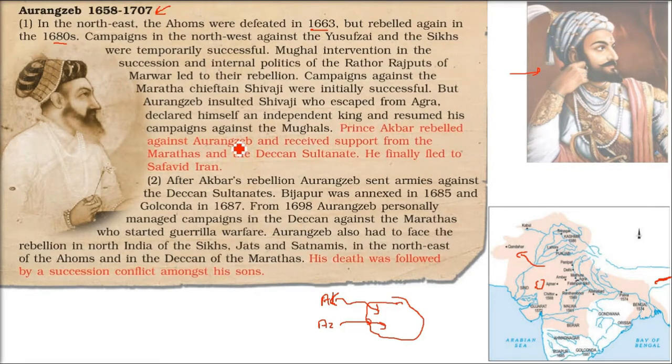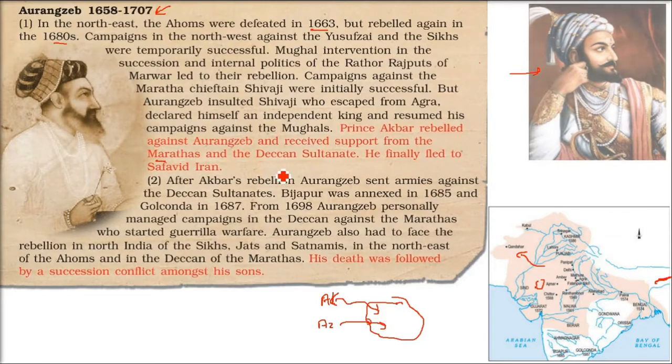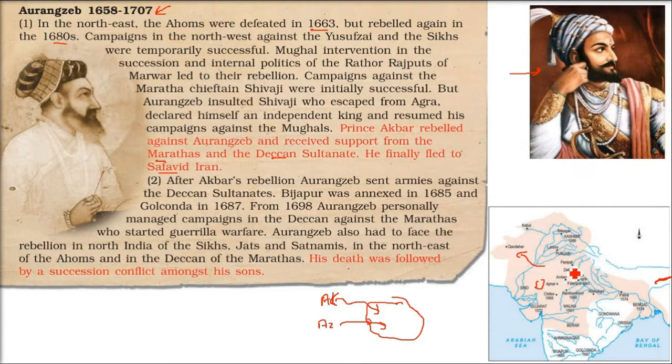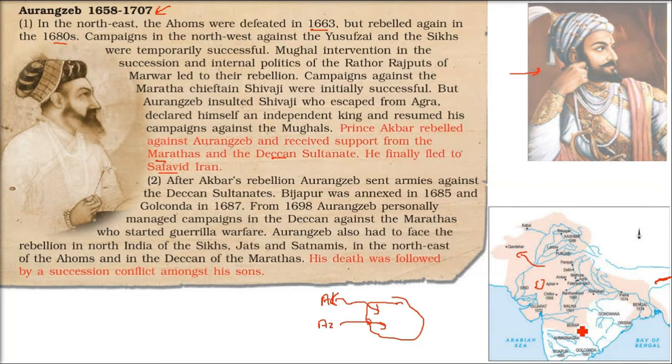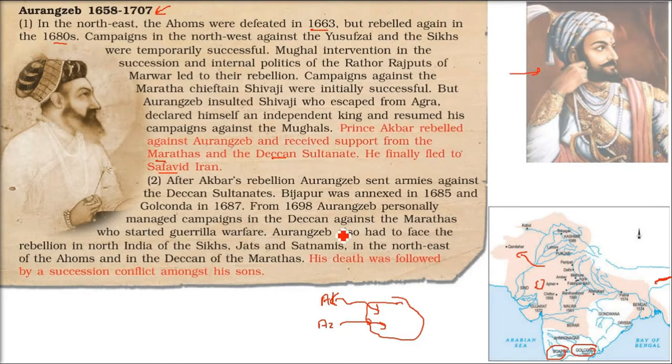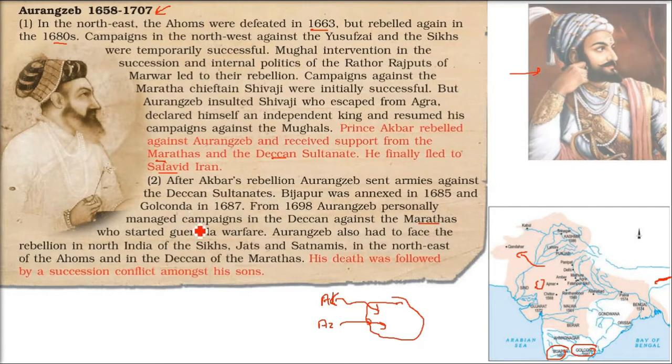Okay, so Prince Akbar, Aurangzeb's son, also started rebelling. He got support from the Marathas and the Deccan Sultanates. Finally, he had to run to Safavid Iran. After Akbar's rebellion, Aurangzeb sent armies against the Deccan Sultanates. So he got Bijapur in 1685, Golconda in 1687, and from 1698 he personally went to manage the campaign against the Marathas in the Deccan, because these Marathas were doing guerrilla warfare, Chhapamari Paddhati.